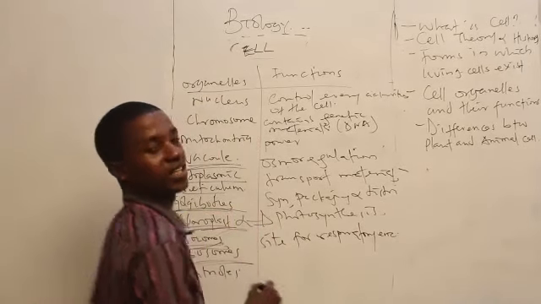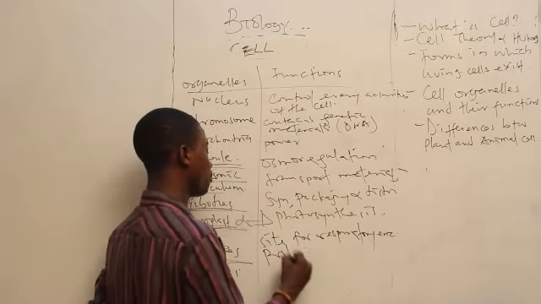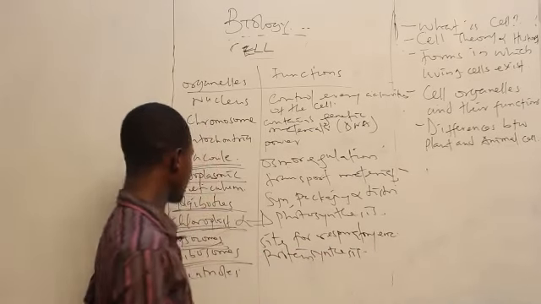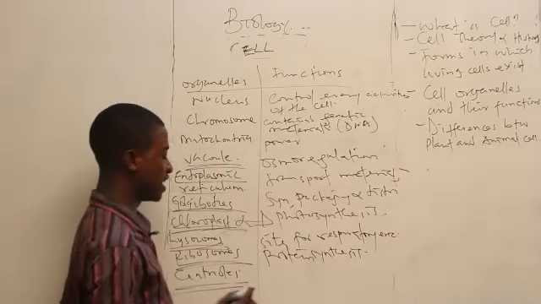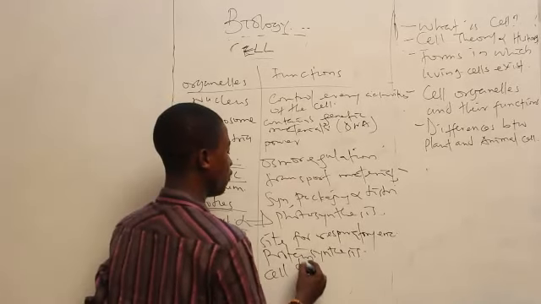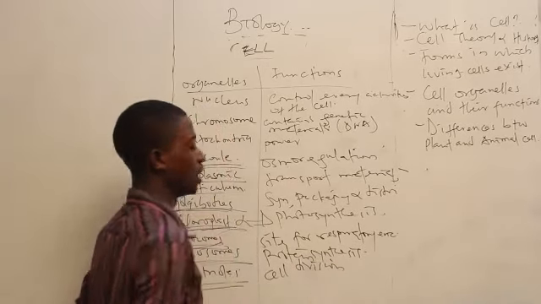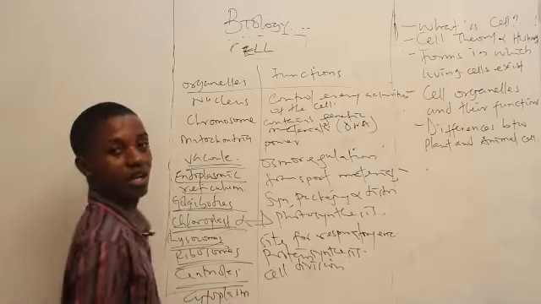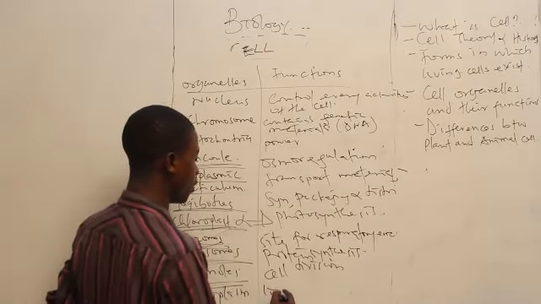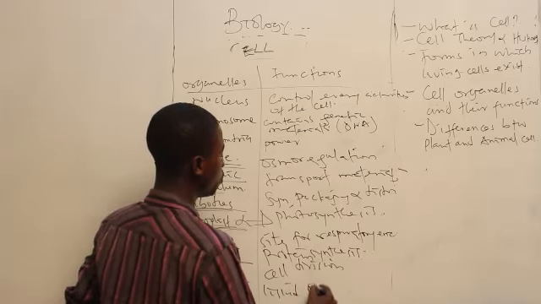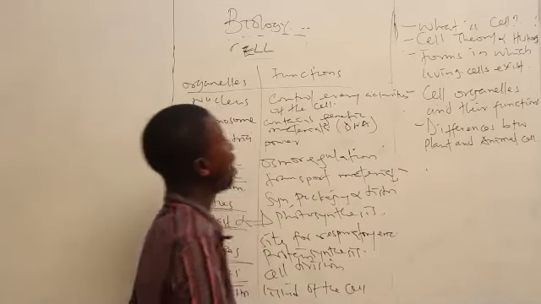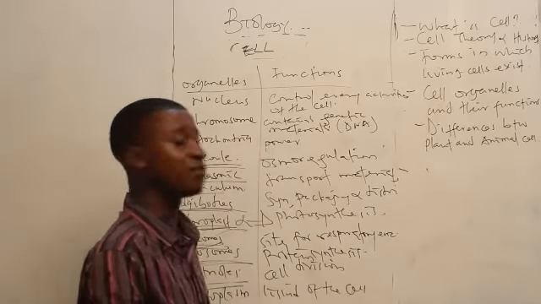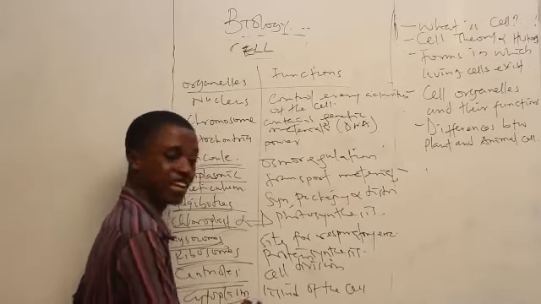Now we have the ribosomes. The ribosomes are responsible for protein synthesis. While lastly we have the centrioles. The centrioles are responsible for cell division. And now lest I forget, we also have the cytoplasm. The cytoplasm is the liquid portion of the cell. Every organelle, mitochondria, vacuole, endoplasmic reticulum, every one of them, lies in the cytoplasm.